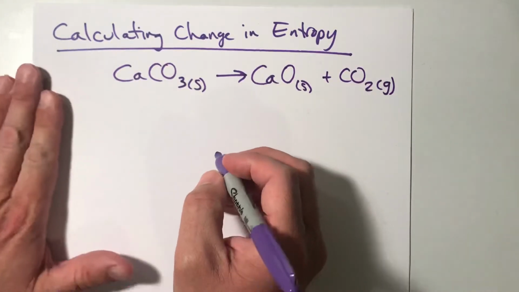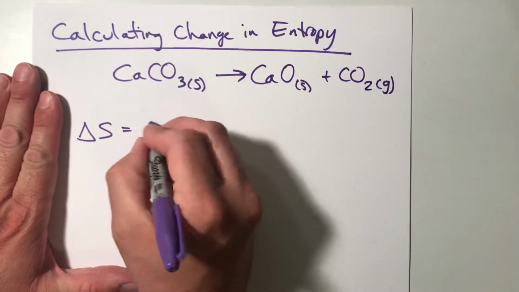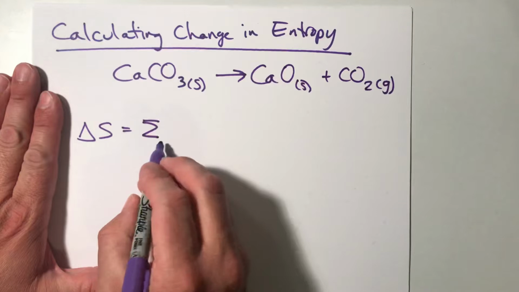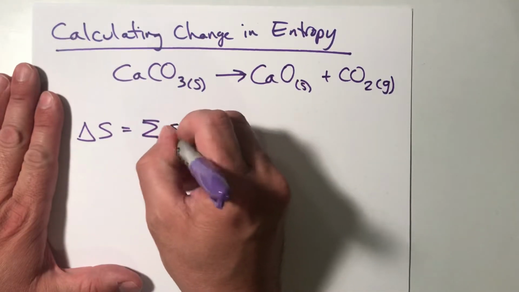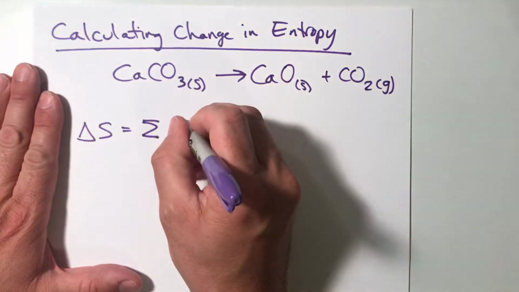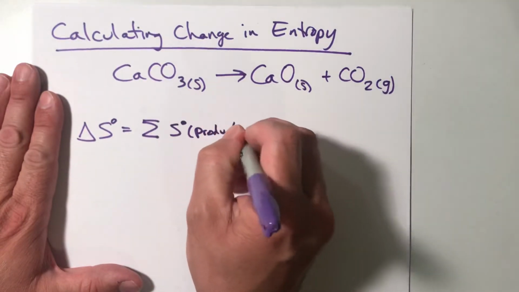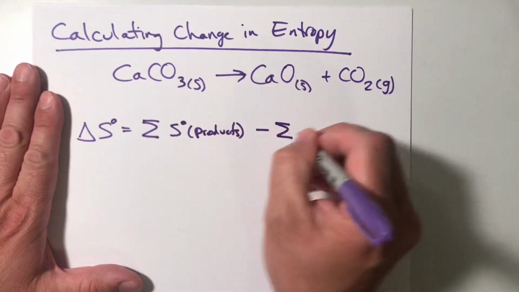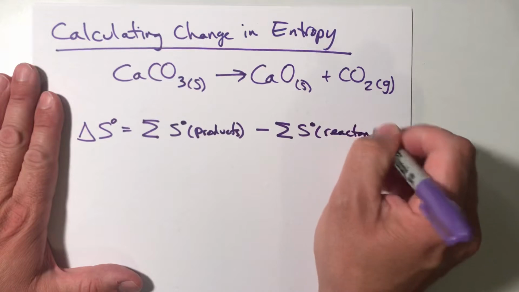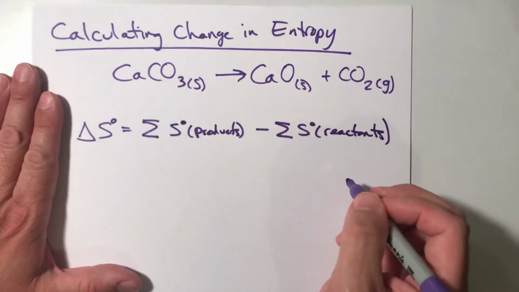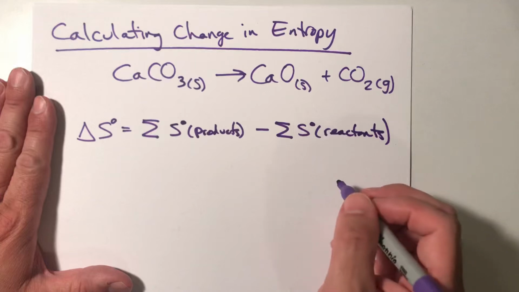And there's an equation for this, which is that the delta S is equal to the total. Remember, this Greek letter sigma means sum or total. So the sum of the entropy values of the products minus the sum of the entropy values for the reactants. This is going to work a lot like the delta H equation that we've seen in the past, sum of products minus sum of reactants.